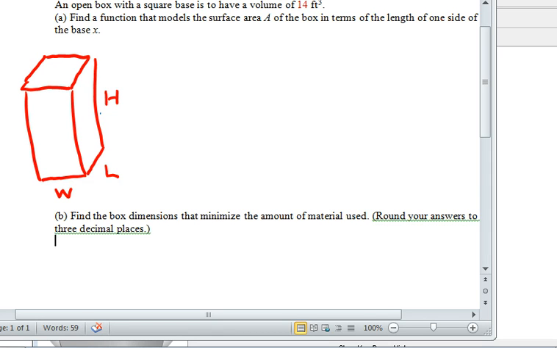An open box with a square base is to have a volume of 14 feet cubed. And we are to find the box dimensions that will minimize the amount of material used. In other words, we're supposed to minimize the surface area. And the surface area we're going to represent by A.